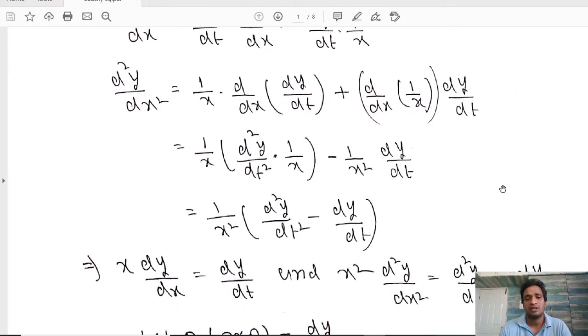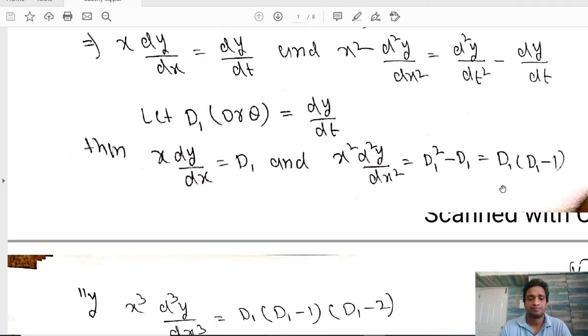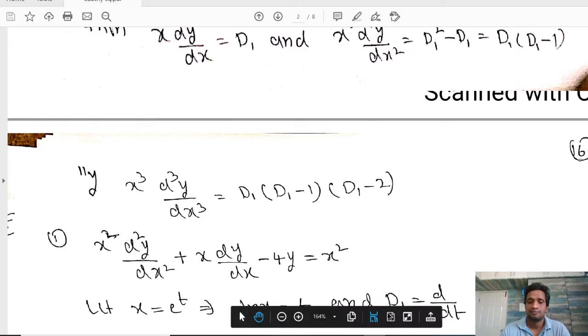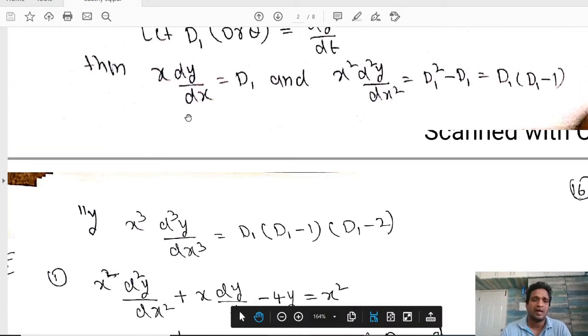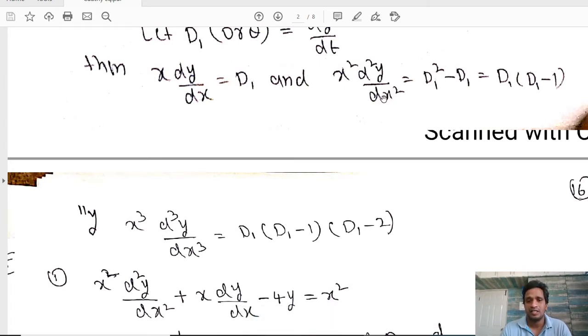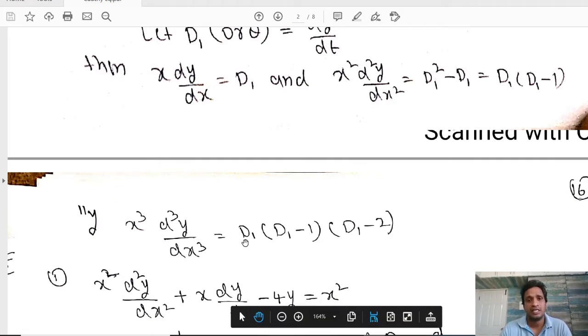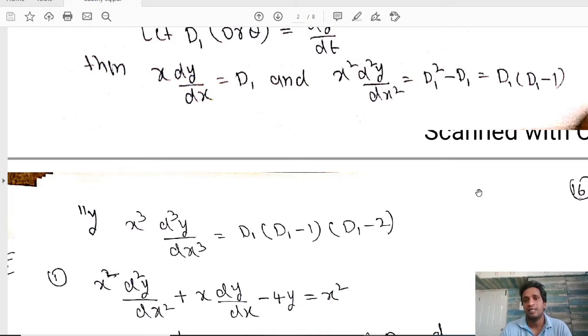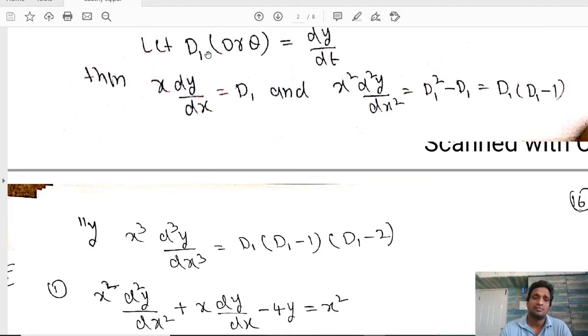And one more thing in Cauchy-Euler equation is this form. x dy by dx means we have to write D1. x square d square y by dx square means D1 into D1 minus 1. x cube d cube y by dx cube means D1, D1 minus 1, D1 minus 2. Where D1 means d by dt. Yesterday also I said that in some books instead of D1 they use theta, but the meaning is the same.